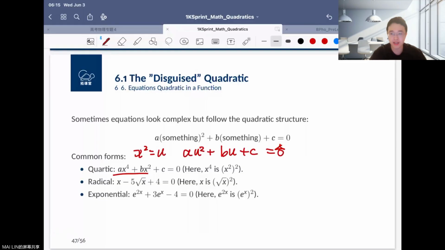So now the main subject is u, right? It becomes a totally new quadratic function based on u. Okay, that is the first quadratic form.